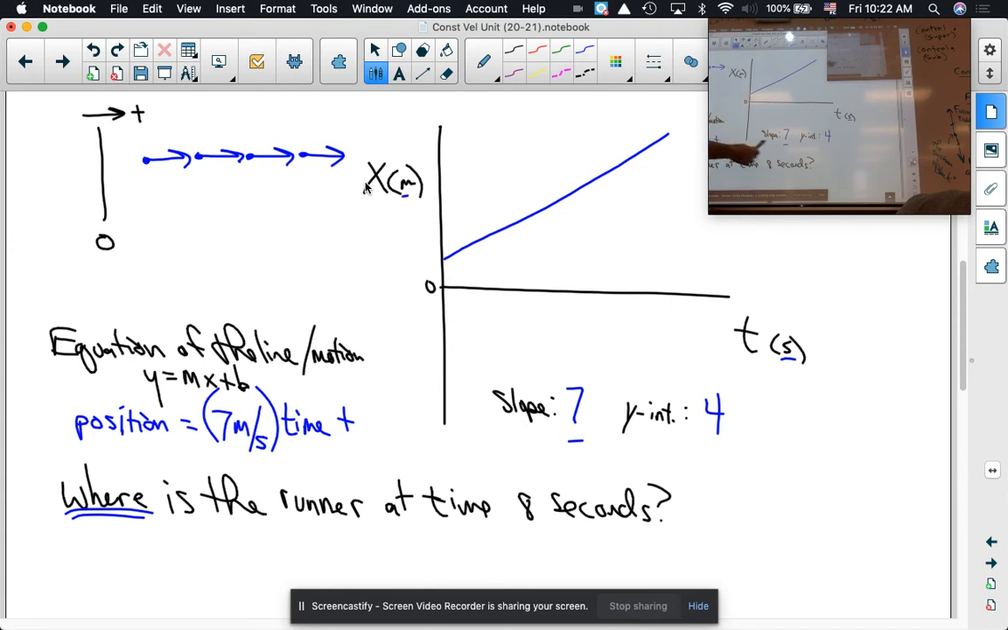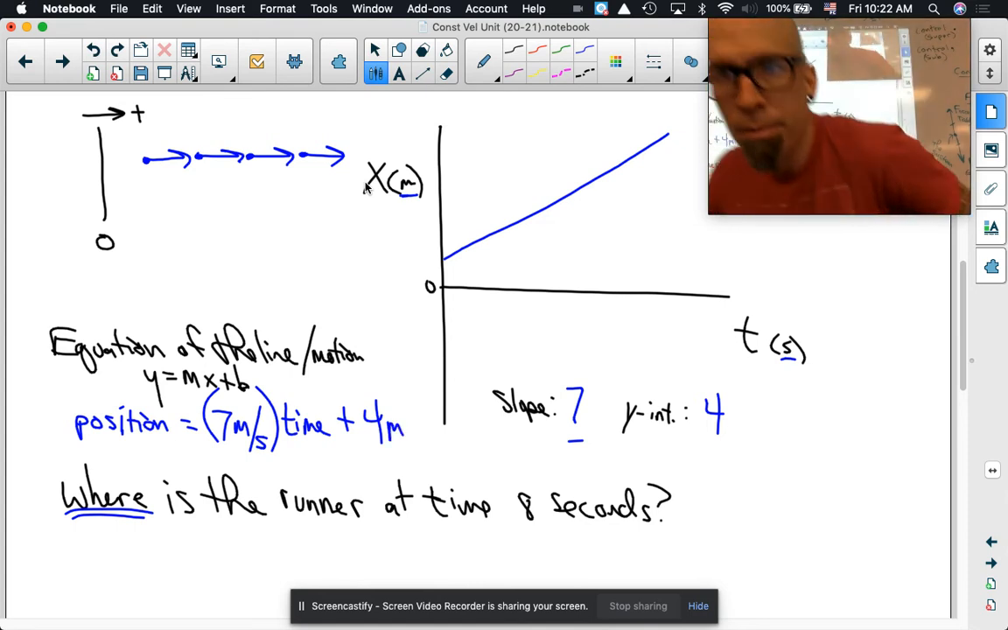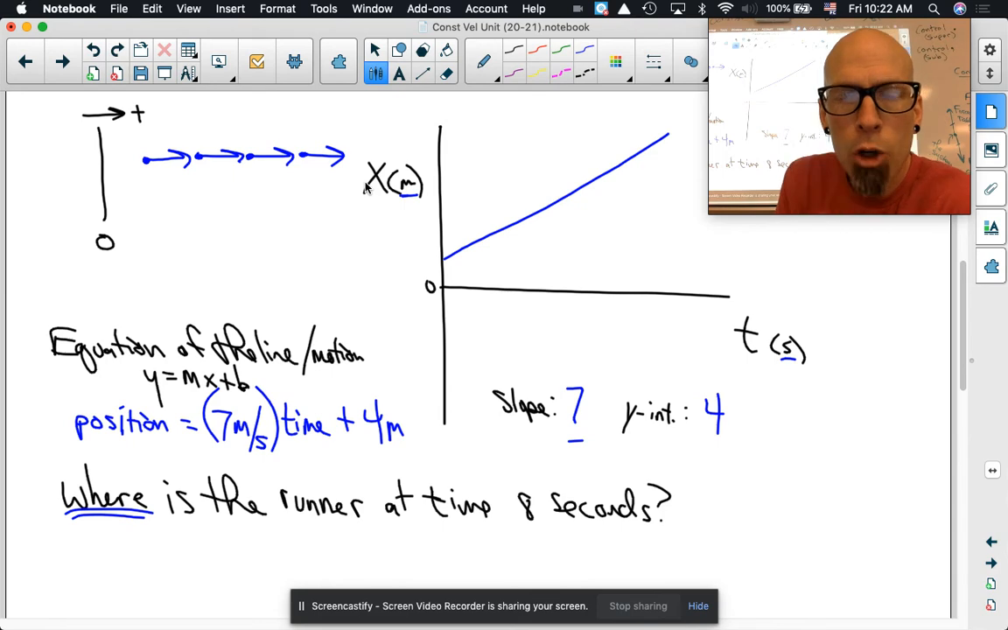Plus what? The b, the y-intercept. What's the y-intercept? 4. For what? 4 meters. So that's your equation. Okay? Remember, numbers always have to have a unit of measure. Always have to have a unit of measure.